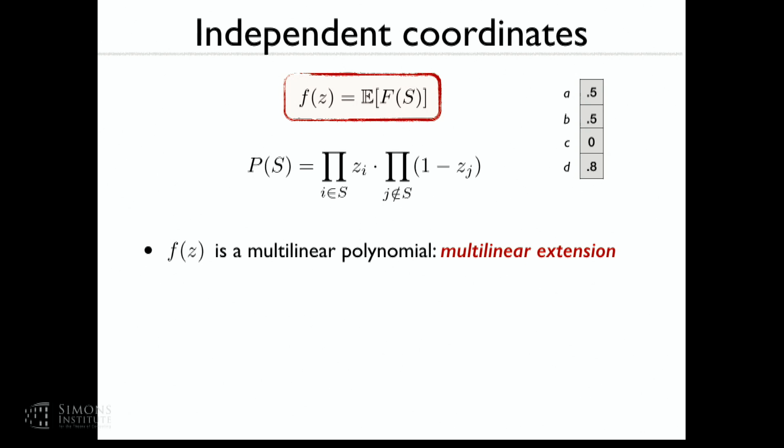The first thing that's easy to notice is this is actually going to be a polynomial in z, a so-called multilinear polynomial. It's also called the multilinear extension of the submodular function.